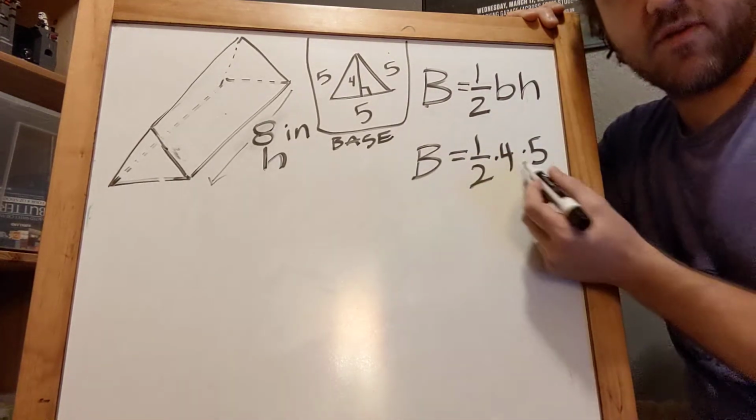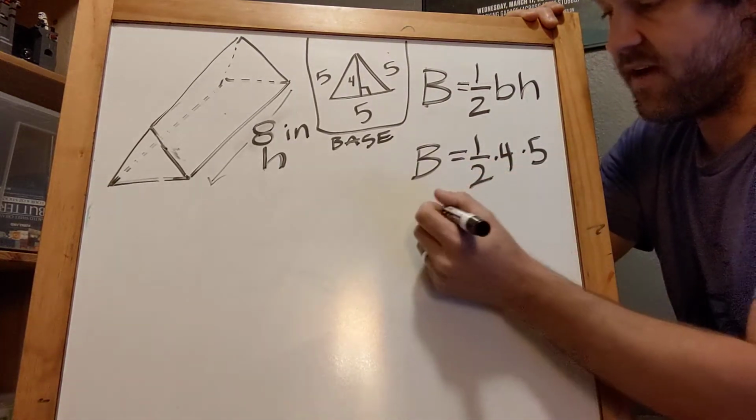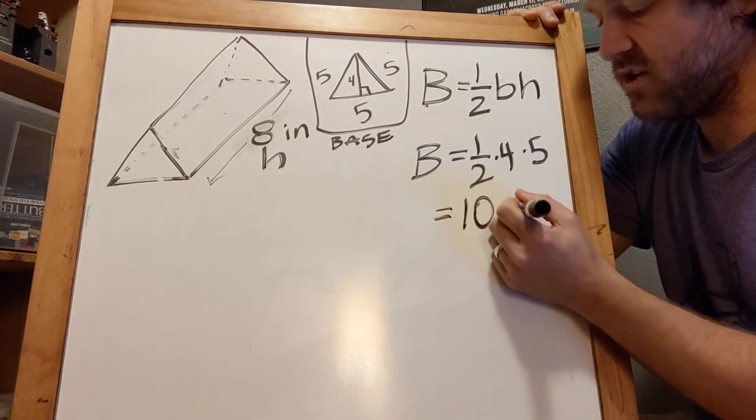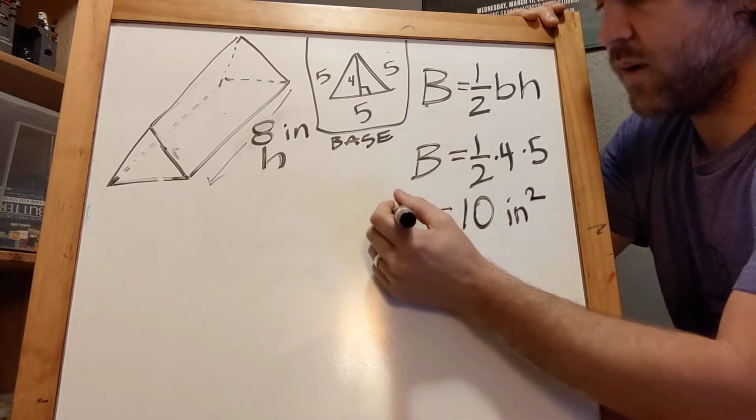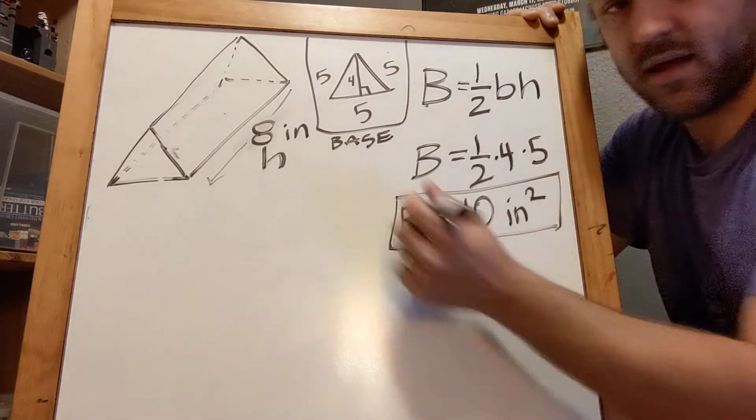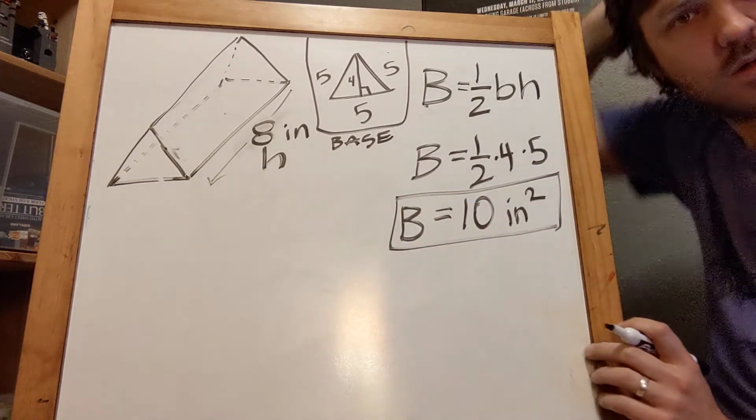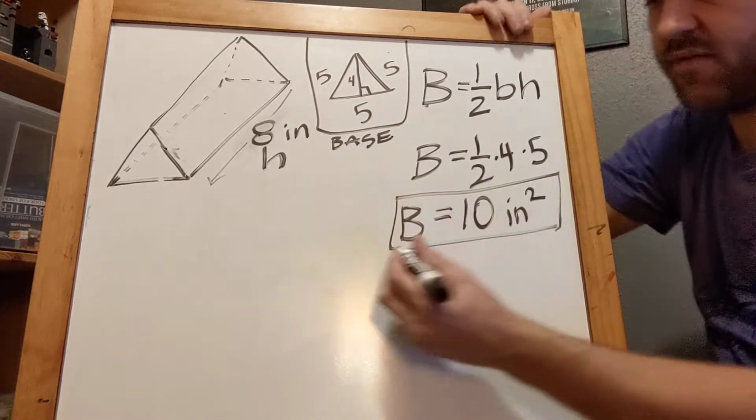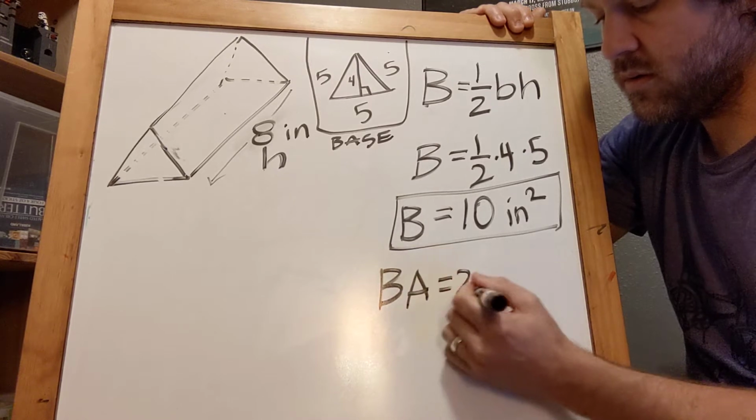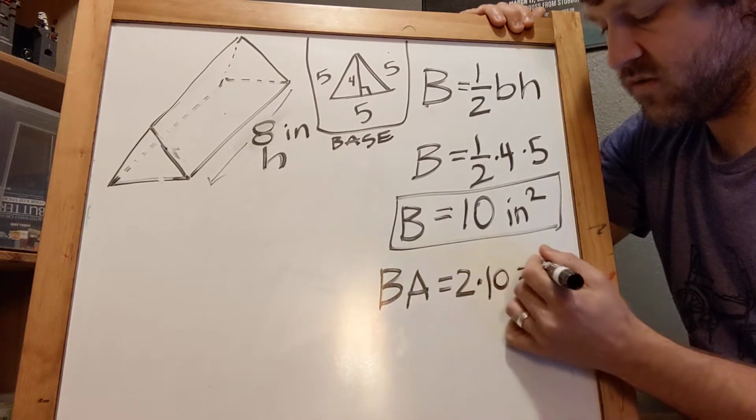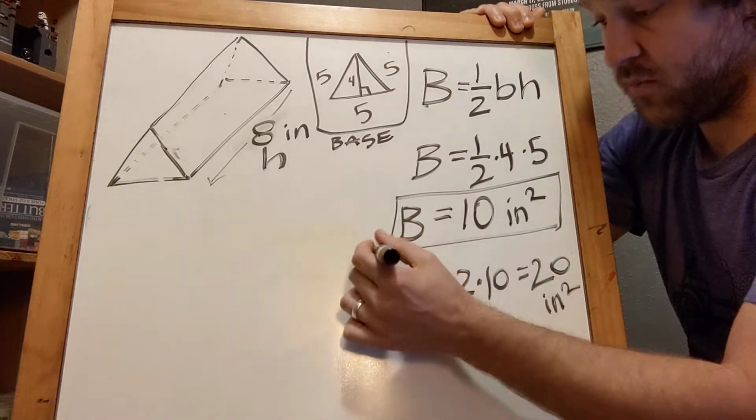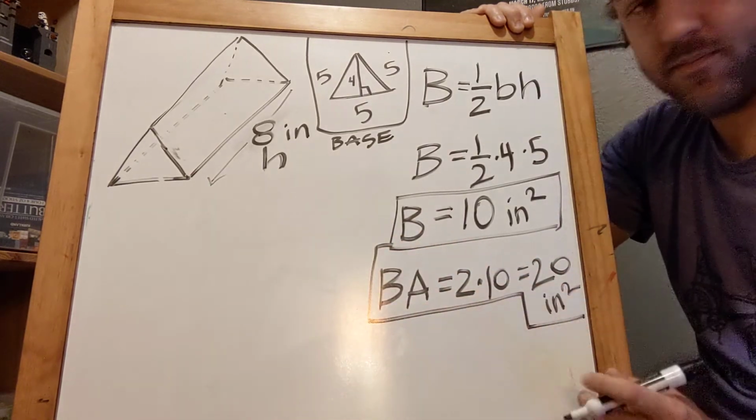Okay. So that means that we can just calculate it. So 1/2 times 4 times 5: 4 times 5 is 20. Half of that is 10. You can also use your calculator for that. These are all inches, so that's inches squared. And that's the B value. So let's put a box around that because we're going to need that later. All right. So then if I want to find the base area, I just do 2 times that, which is 20 inches squared. So let's put a box around that. That's important as well.